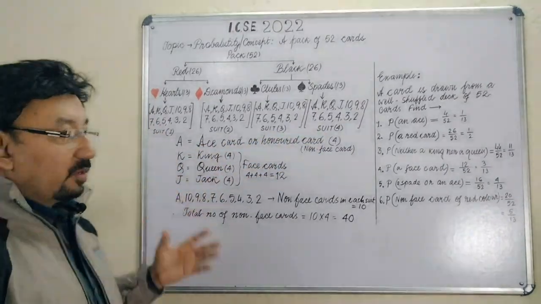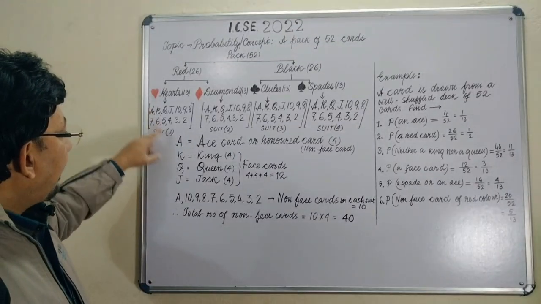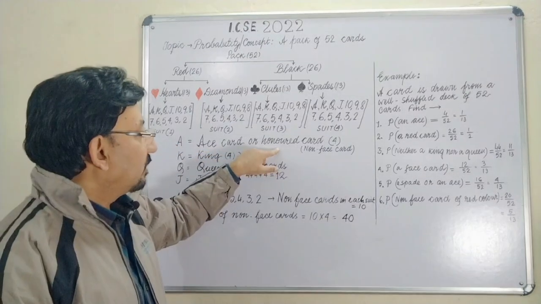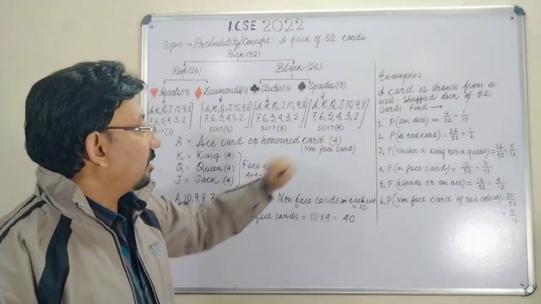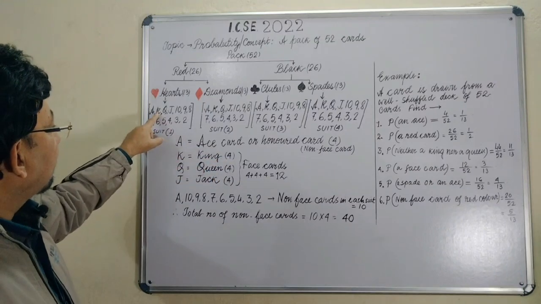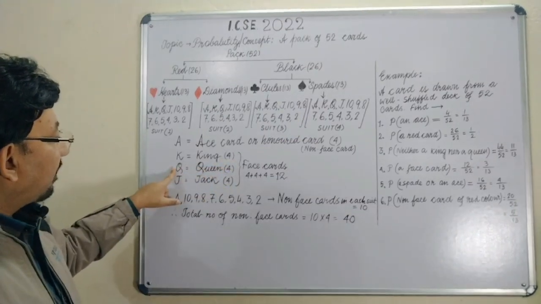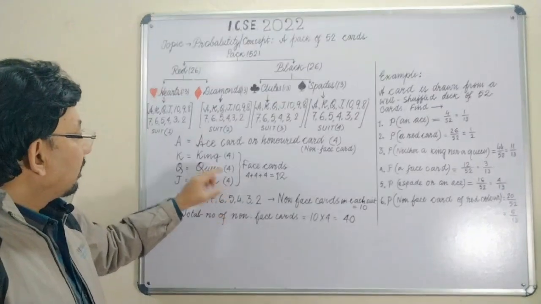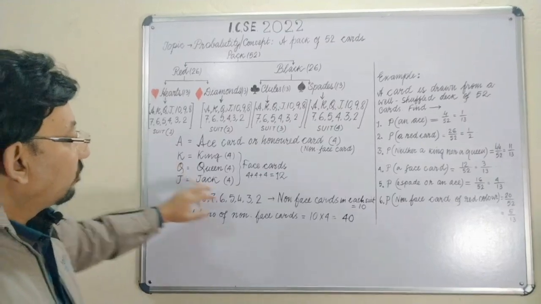Now I am giving you description of a suit. Look, A means ace card or honored card. It is 4 in number. Aces are 4 in number. K for king. There are 4 kings. King, king, king, king. There are 4 kings. Similarly, there are 4 queens. 4 queens and 4 jacks. King, queen, jack are called face cards, and they are 12 in number.